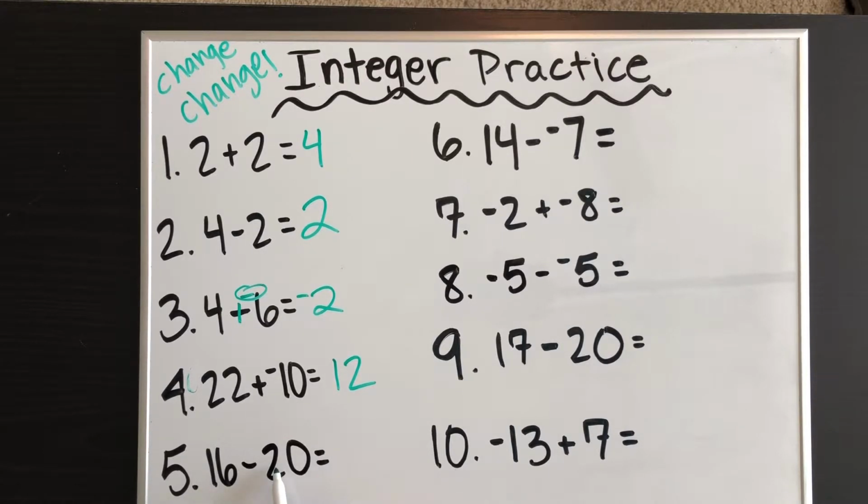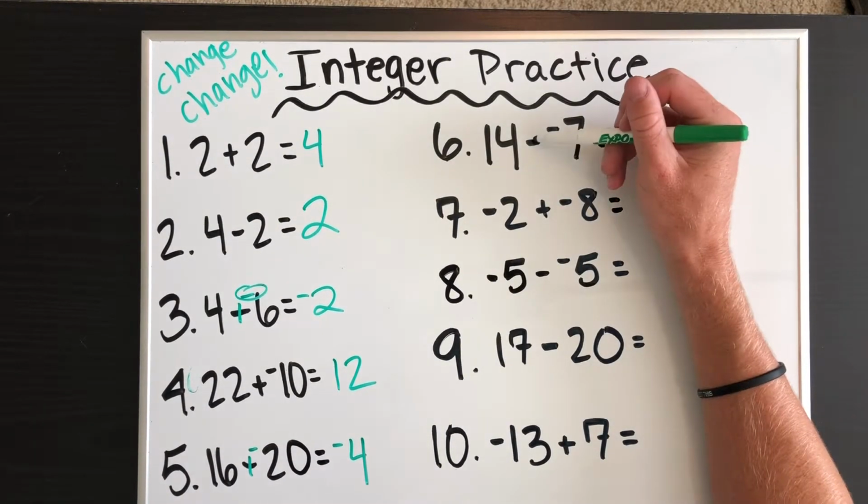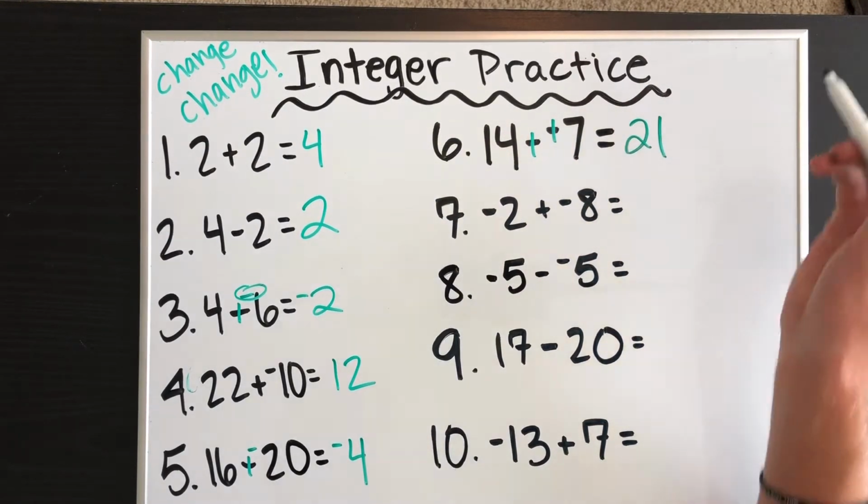Right here, we get straight back into it. 16 minus 20. Okay, without messing around trying to do this in our head, let's just go change. And that's negative 20 and 16 combined and take the sign of the bigger number. So we know 20 minus 16 is 4, and the bigger sign is negative because 20 is bigger than 16. Right here, 14 minus negative 7. Change. 14 plus 7 is 21.